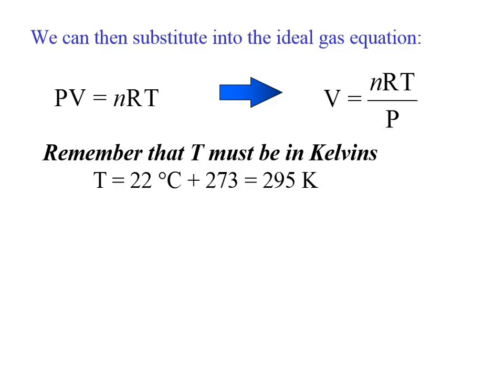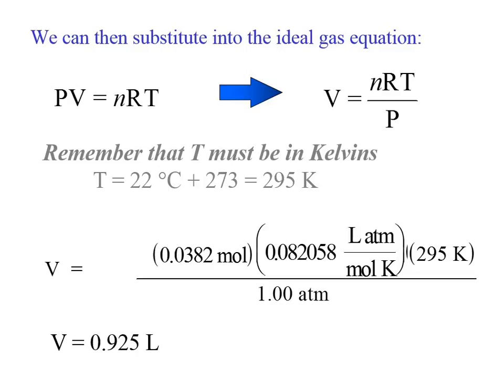Let's fix your temperature by adding 273. So 22 plus 273 is 295 Kelvin. Now we're ready to go. So volume is equal to nRT divided by P. Volume is equal to N, which is 0.0382 moles, R, 0.082058 liters atmospheres per mole Kelvin, T, we said, was 295 Kelvin, all over 1.00 atmospheres.